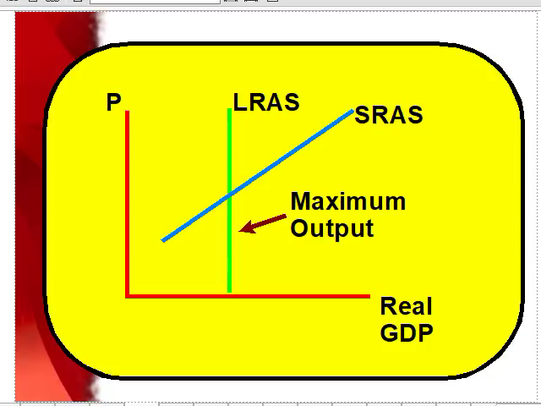LRAS is the maximum output we can sustain over time. LRAS is full employment. LRAS means everybody who wants a job has a job. There's no unemployment. There's no economic problems. Everything is beautiful when we're on the LRAS. And a few other things that we'll talk about here in a minute.